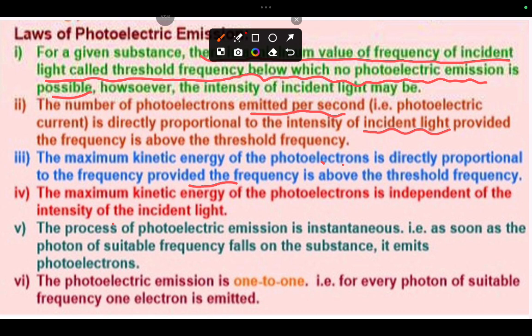And fifth, the process of photoelectric emission is instantaneous. That means as soon as a photon of suitable frequency falls on the substance, it emits photoelectrons without any delay. And sixth, photoelectric emission is one to one. For every photon of suitable frequency, one electron is emitted.